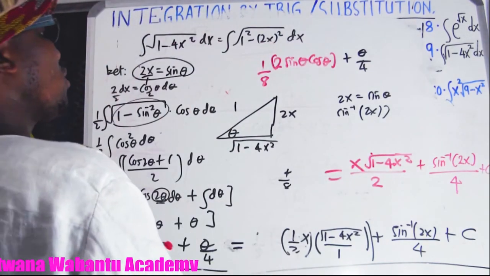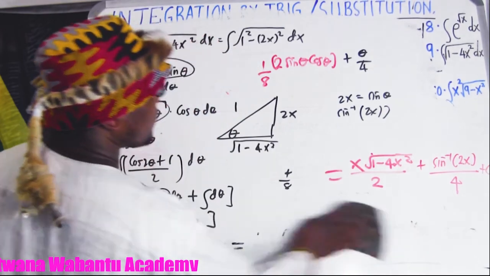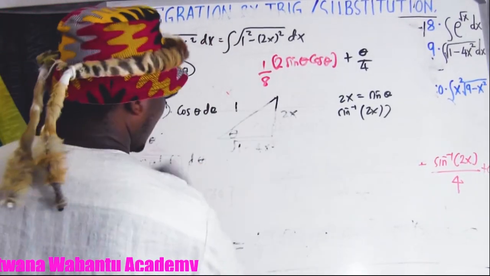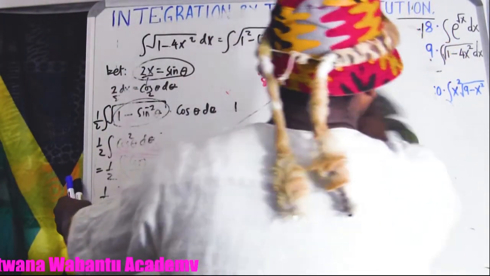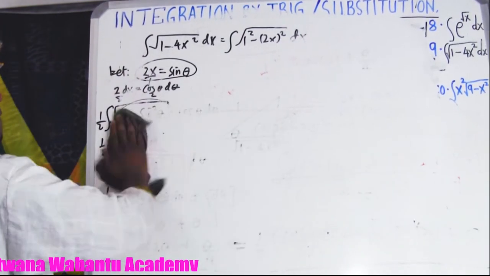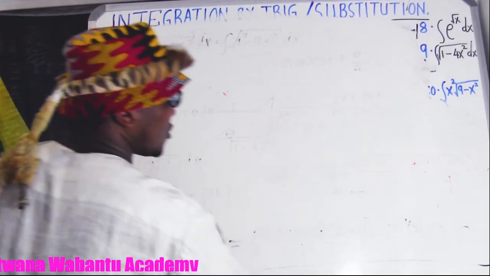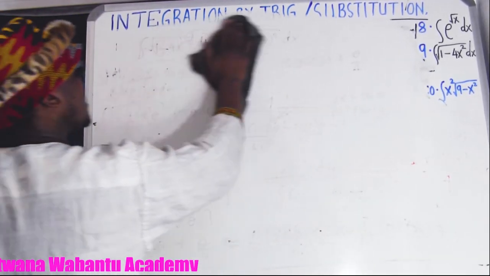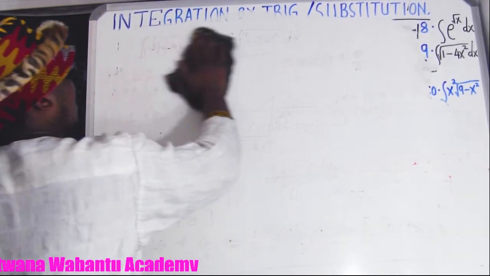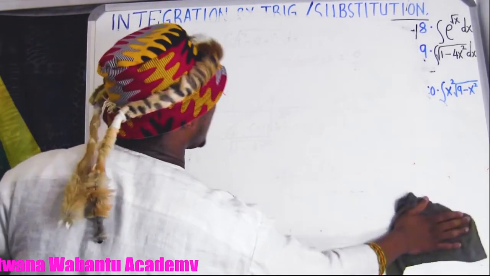That's my constant. So I go to question number 10, the last question. And that's going to be our last question for today. So I hope you learned how to do trig substitution. That one is sine.